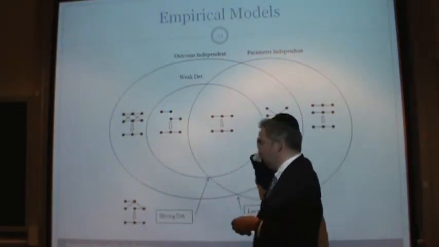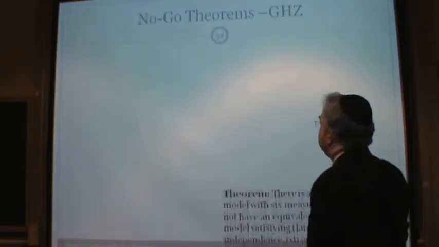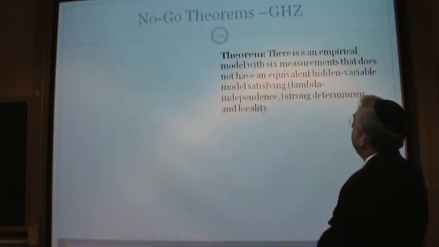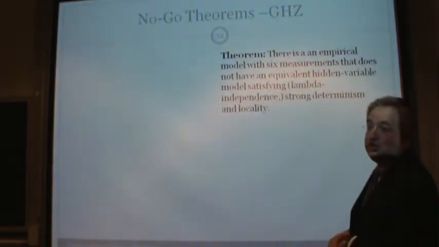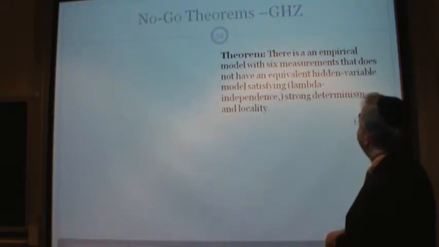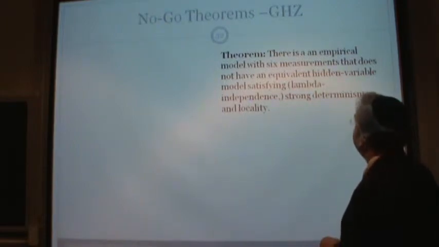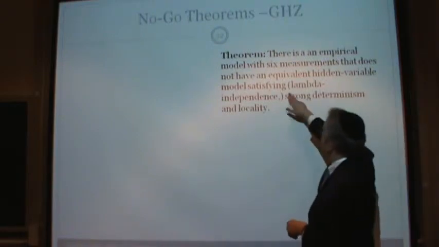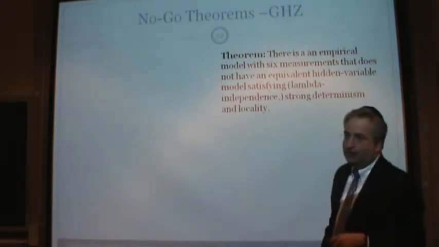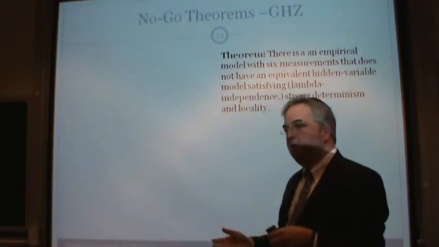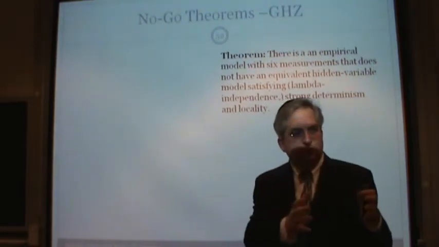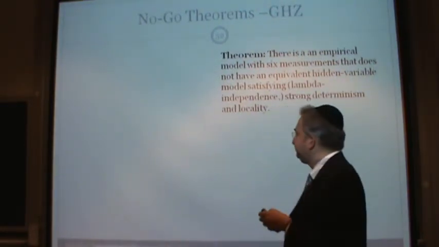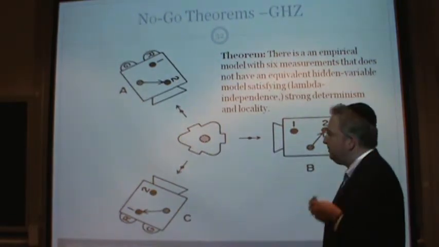It's a little bit quick, but let's do at least one experiment. No-go theorem. This is GHZ. This was the first example of a no-go theorem. Basically, it's a theorem that says as follows. There's an empirical model with 6 measurements. I'll show you the 6 measurements in a minute. It does not have an equivalent hidden variable model satisfying lambda independence, strong determinism and locality. This is a type of Bell theorem saying, look, you can't have both determinism and locality. And this is the experiment to keep in mind.